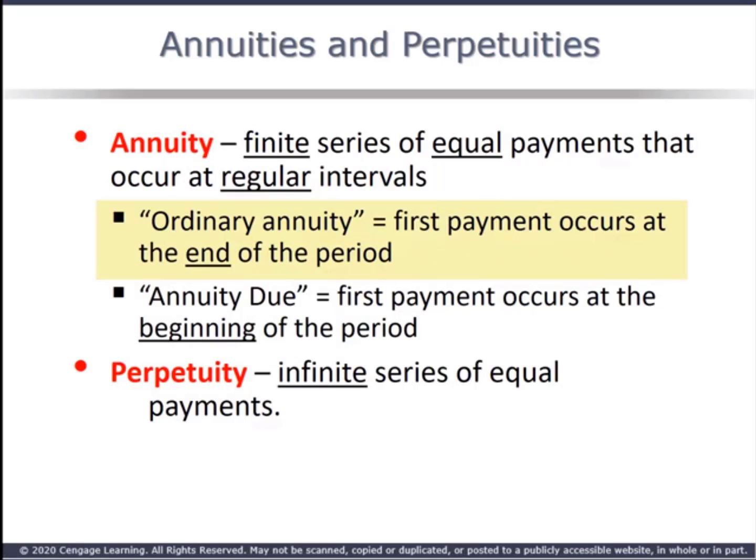This is the default in your calculator and in Excel. An annuity due is one in which the first payment occurs at the beginning of each period. A variation of an annuity is the perpetuity: equal payments, equal intervals, but the period is infinite. Preferred stock, which we cover in Chapter 9, is a perpetuity.